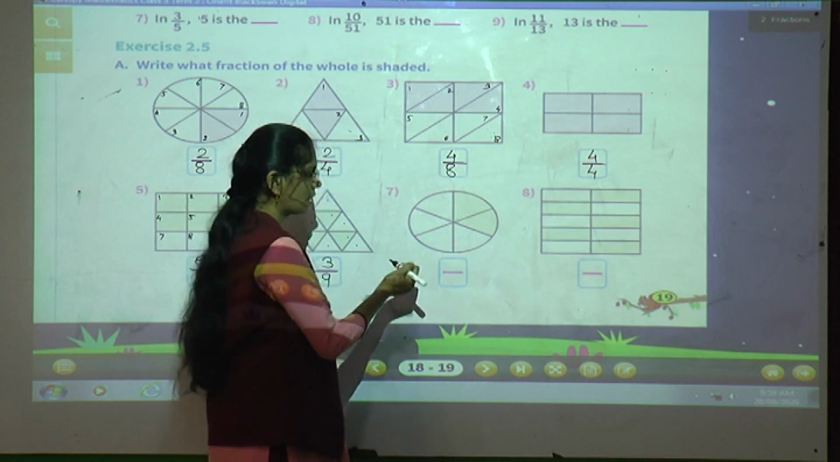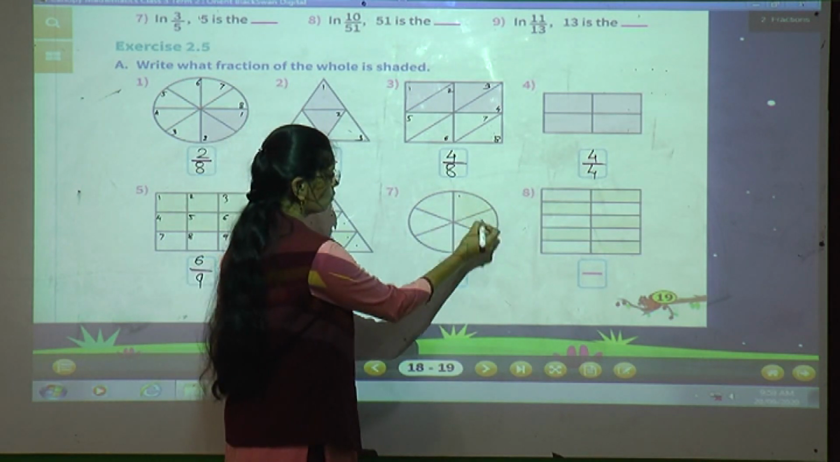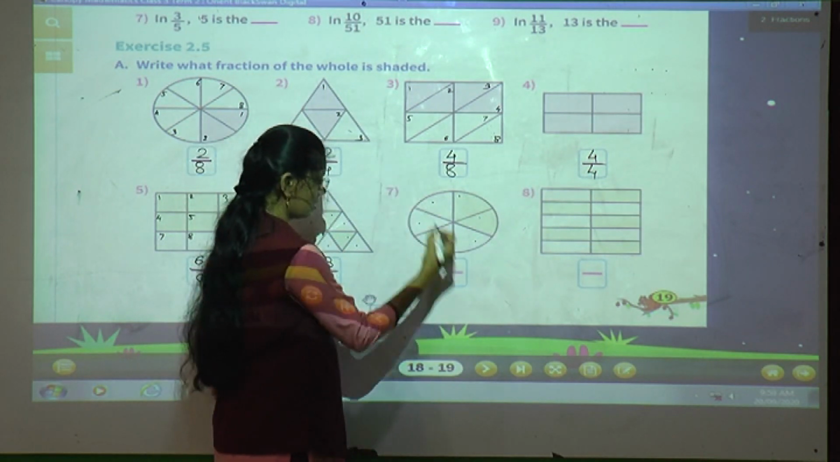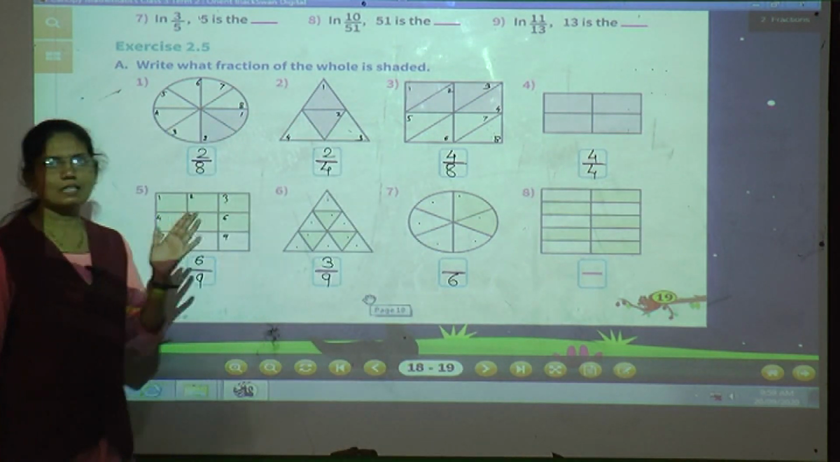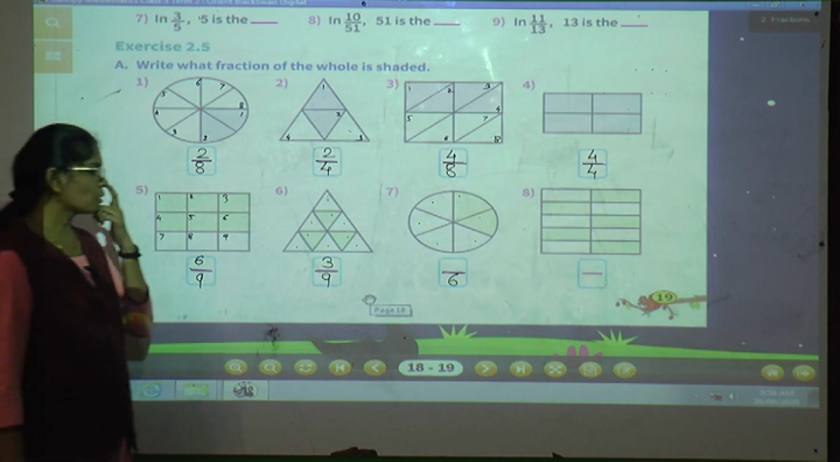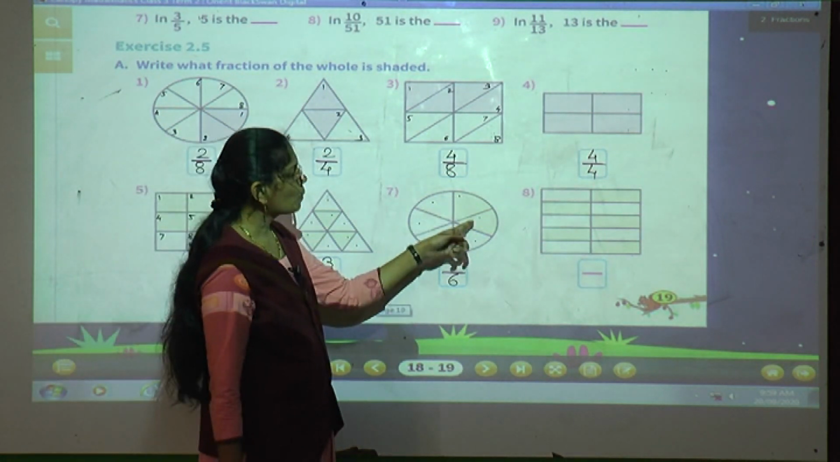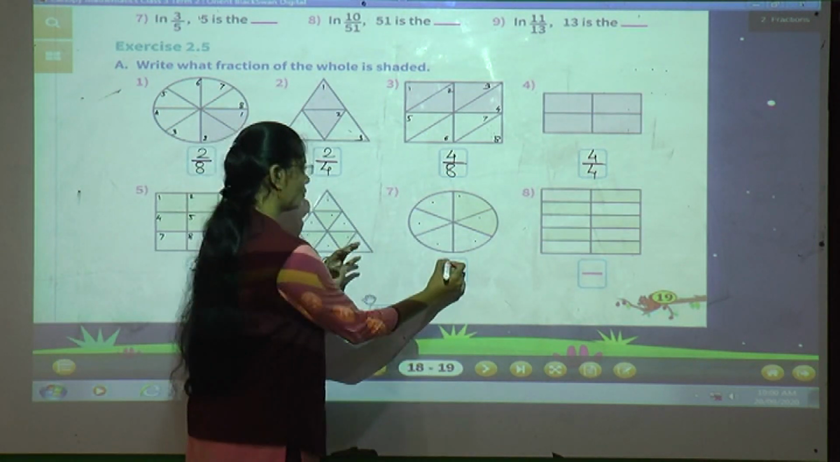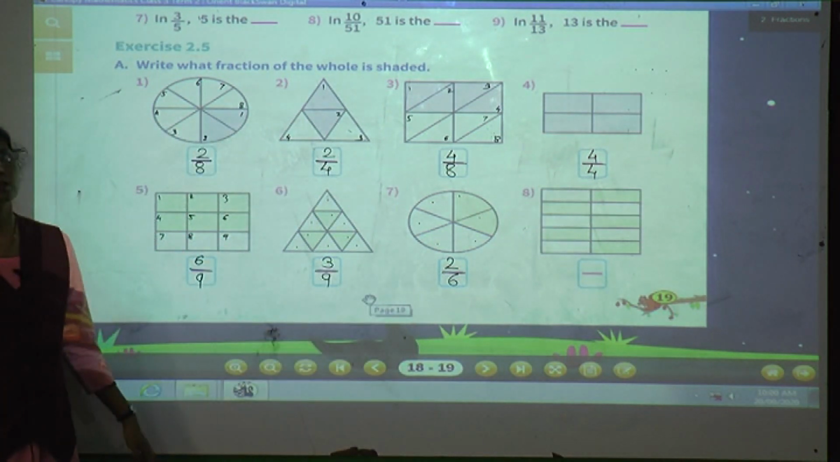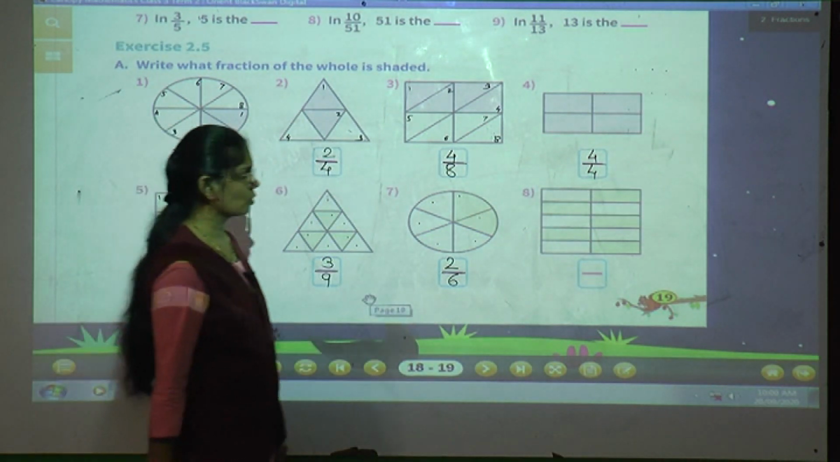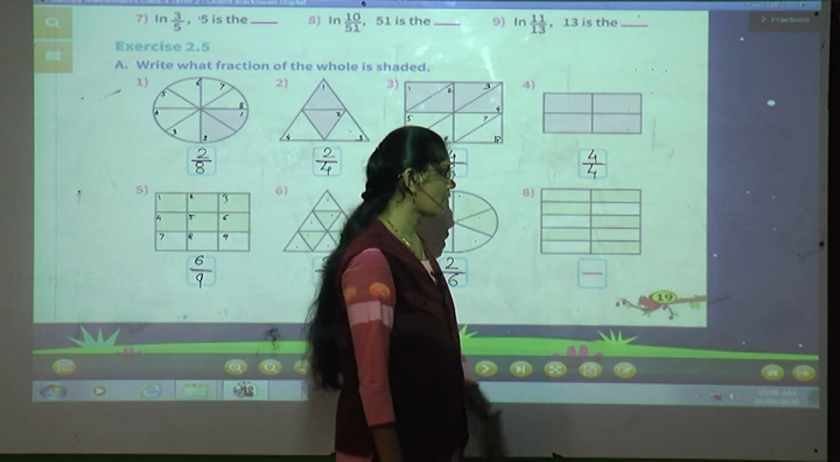Okay. Now see this 7th example. How many parts are there? Total parts 1, 2, 3, 4, 5, 6. Total 6 parts are there. This whole is divided into 6 equal parts and out of that 6 parts 2 parts are shaded. So what is the fraction? 2 by 6. Okay.